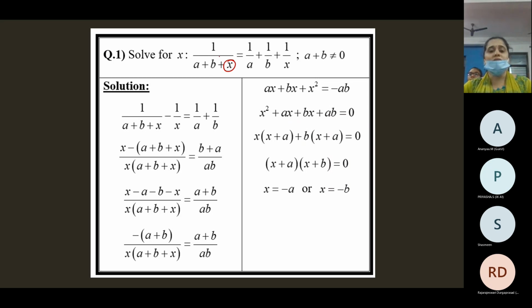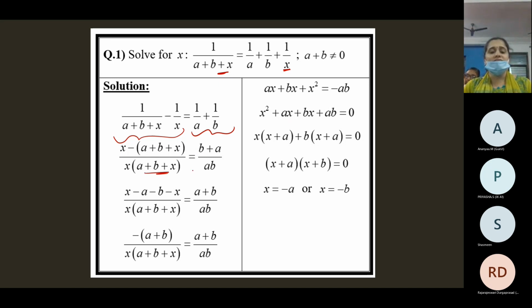There is x here. How many terms? 1, 2, 3, 4 terms. How many terms have x in it? This one and this one. Gather them on the same side. You don't have to bring them to the LHS, any side, but they should be on the same side, that's all. And have the remaining 2 terms on the other side.